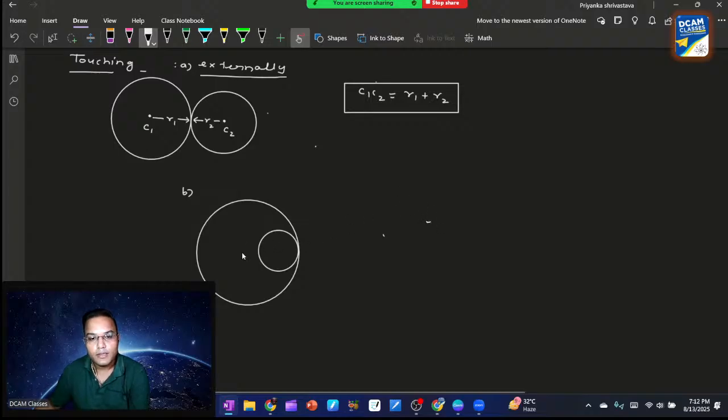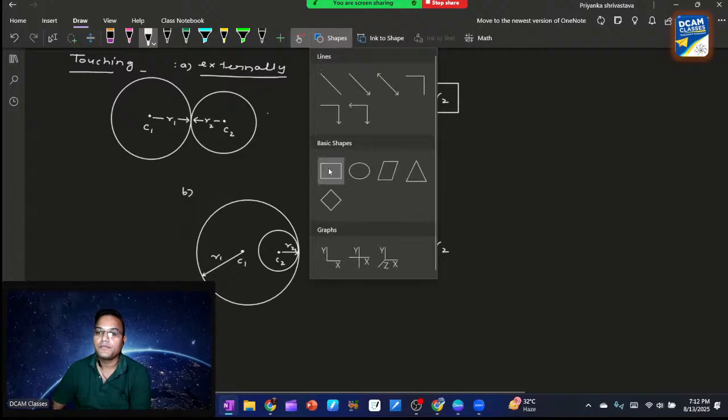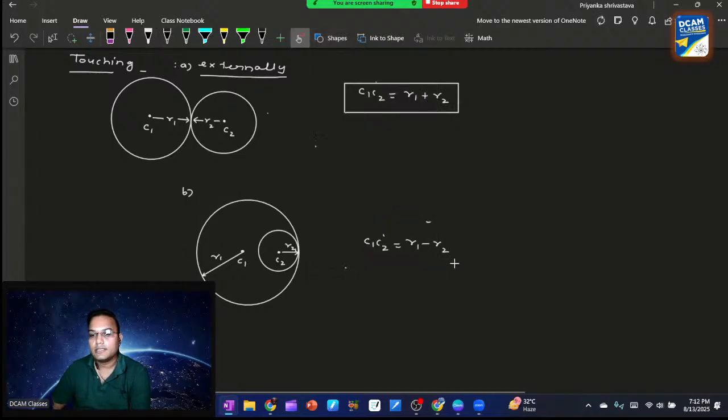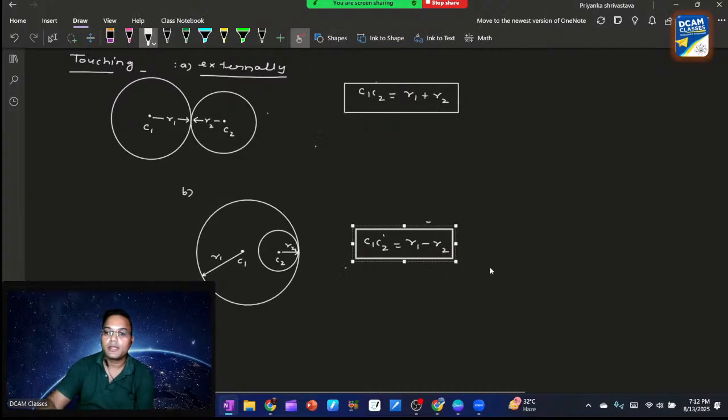Here this is C1, this is C2. The radius of this circle is R2. The radius of this first circle is suppose R1. Here, what will be the condition? C1C2 will be equal to R1 minus R2. Very good. This is easy to understand.